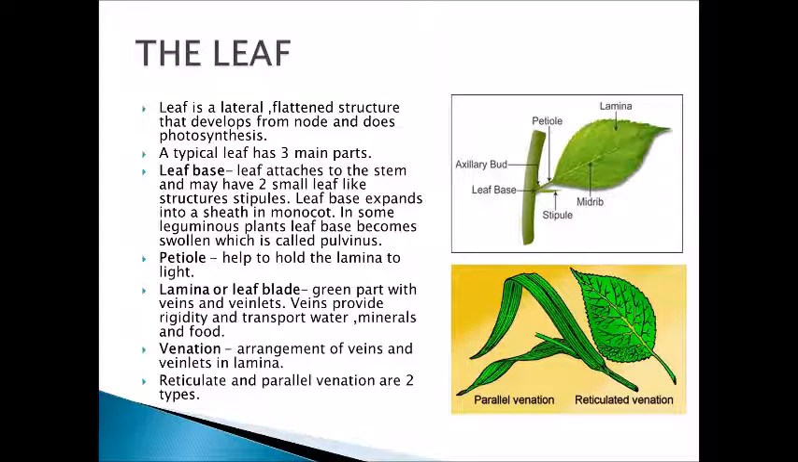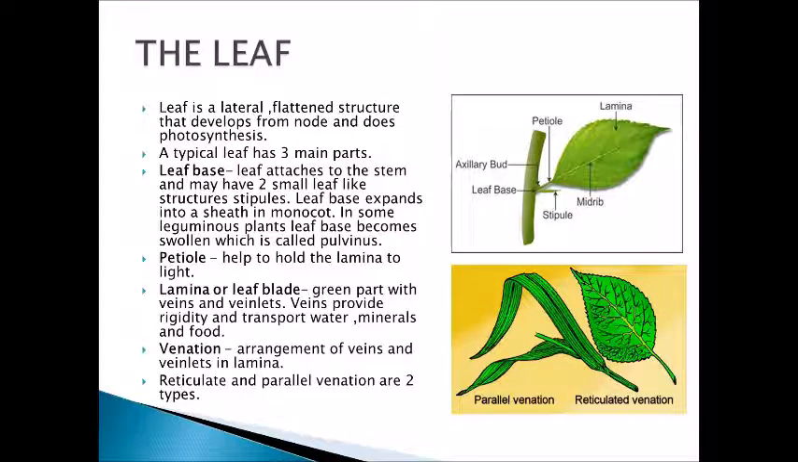The next part of the leaf is the petiole. This cylindrical structure is the petiole. This petiole helps to hold the lamina to the sunlight.